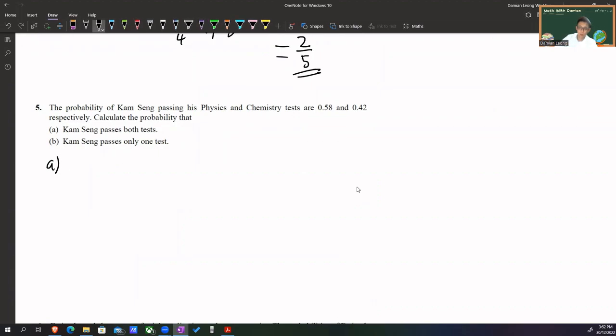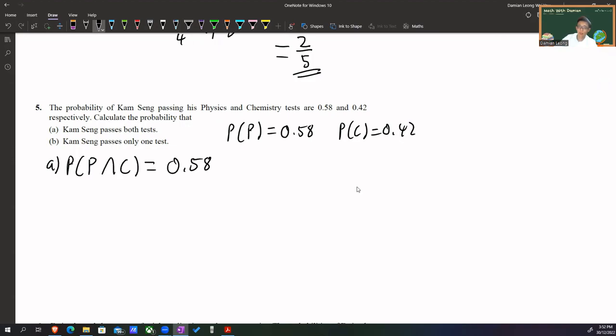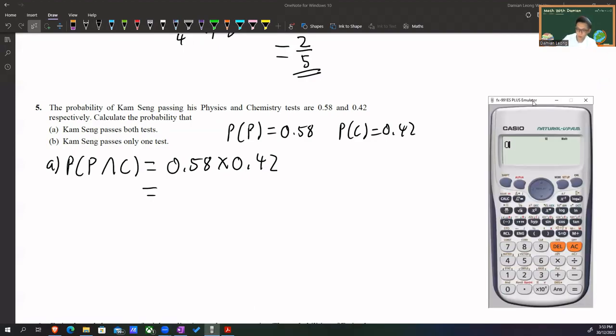So basically, probability that he passes physics is 0.58. Probability that he passes chemistry is 0.42. So probability that he passes both tests means pass physics and pass chemistry, means 0.58 times 0.42, both happening, so I times together. Okay, so feel free to use a calculator to count this.